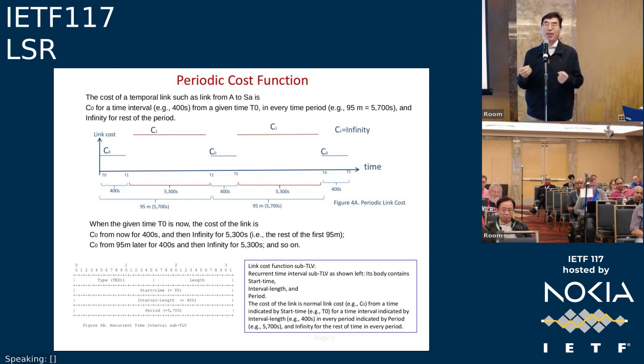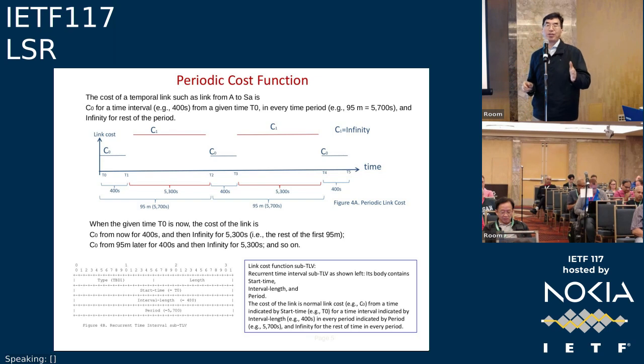So one typical cost function is a periodic function. Here, that means that for each period of 5,700 seconds, there is a time interval of 400 seconds when the link will be up. For the rest of that period, the link is down, and then we have infinite cost. The figure on the top illustrates that from a given time t0, in every period, the link will be up for 400 seconds, and then the link will be down with infinite cost for the rest of that period.